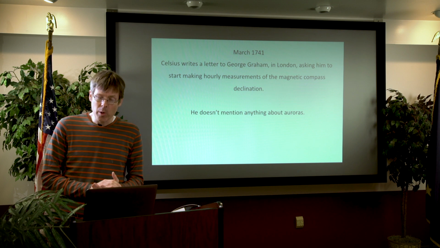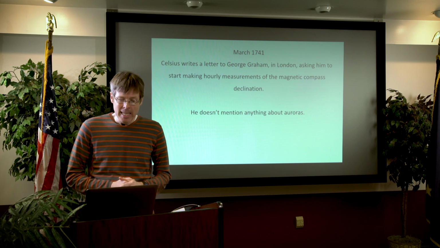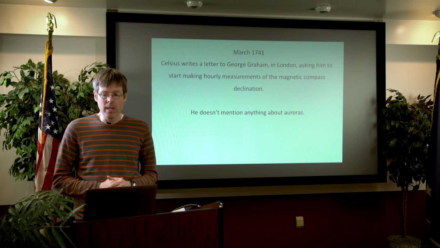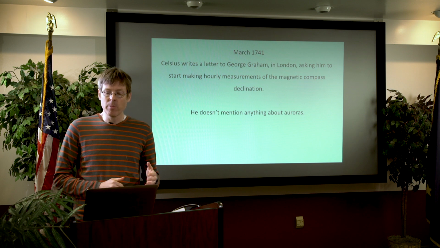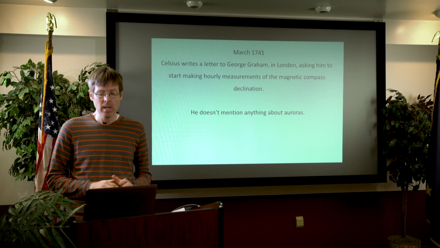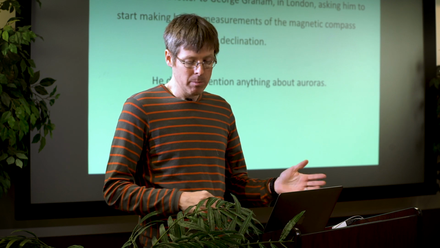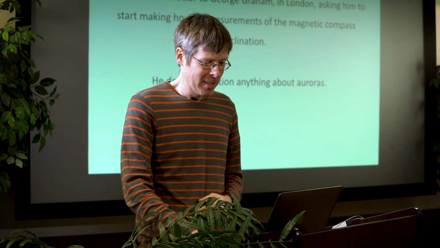So in March 1741, as this is getting going, Celsius writes a letter to Graham in London asking him to start making hourly measurements of the magnetic compass declination. He doesn't mention anything about auroras. Just make these measurements, please.